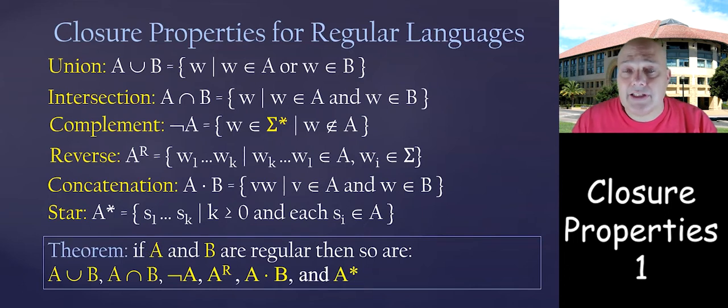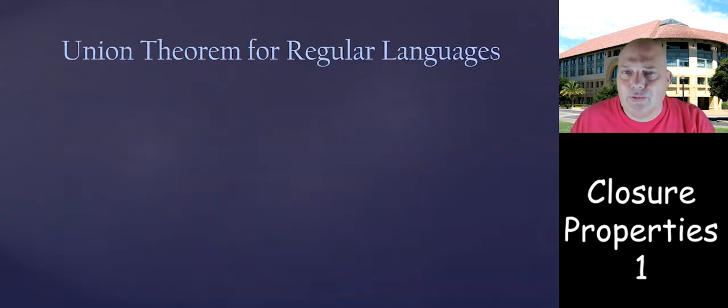And the theorem is that if A and B are regular languages, so are A union B, A intersection B, the negation of A, A reversed, A concatenated with B, and A star. So this is the theorem, and we'll start working our way through proving it. We won't get all the way, we'll get stuck at some point, but this will help us introduce the notion of non-deterministic finite automata. So let's start with the union theorem for regular languages.